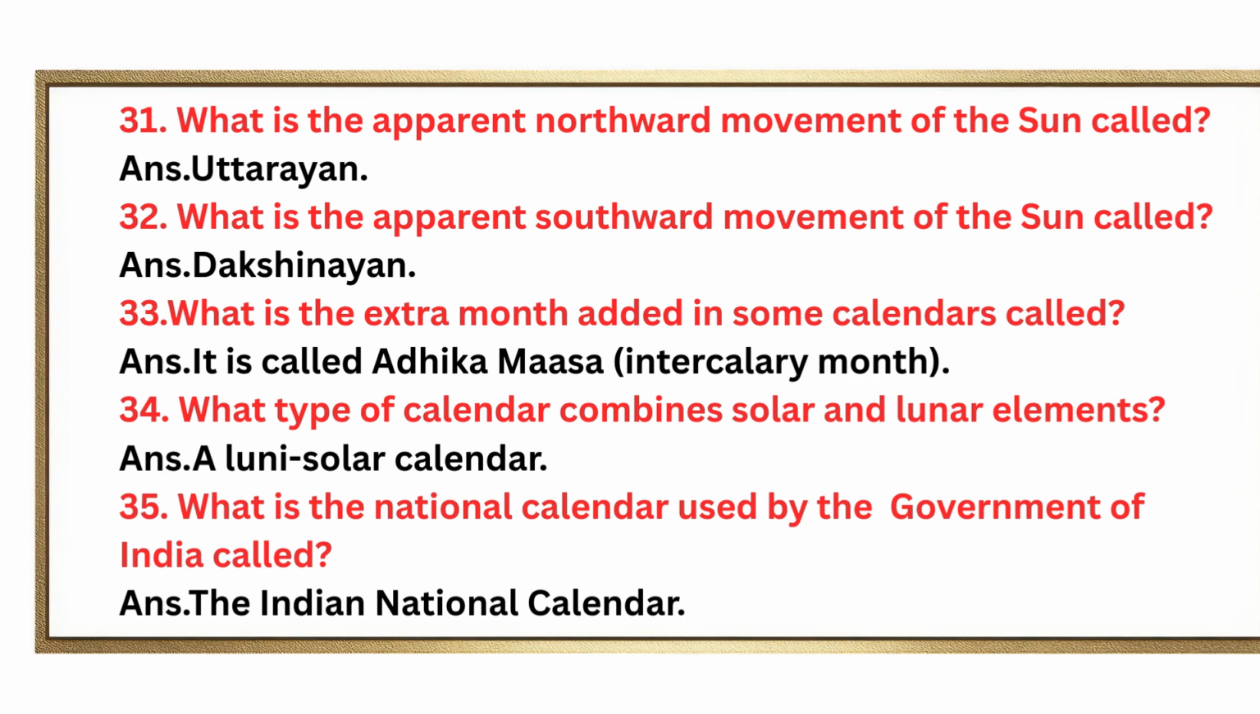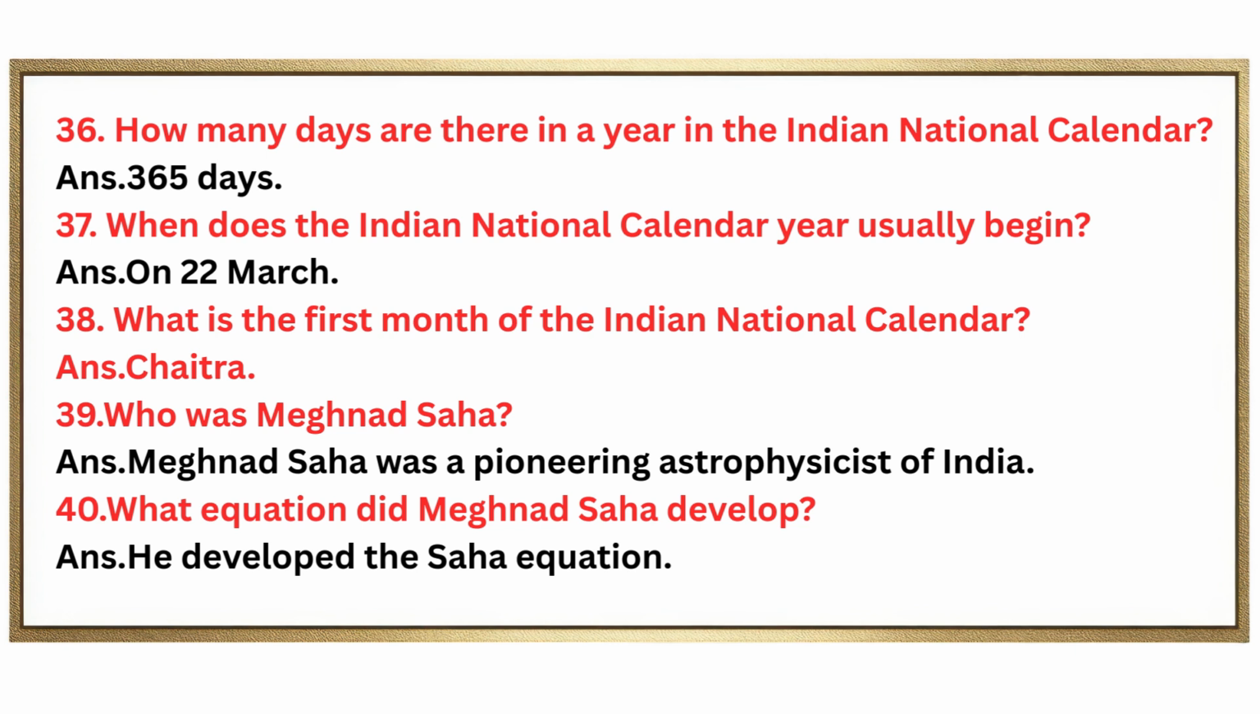Question number 34. What type of calendar combines solar and lunar elements? Answer. A lunisolar calendar. Question number 35. What is the national calendar used by the government of India called? Answer. The Indian National Calendar. Question number 36. How many days are there in a year in the Indian National Calendar? Answer. 365 days.